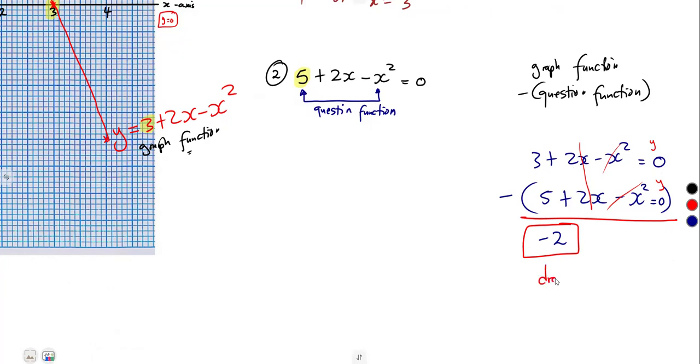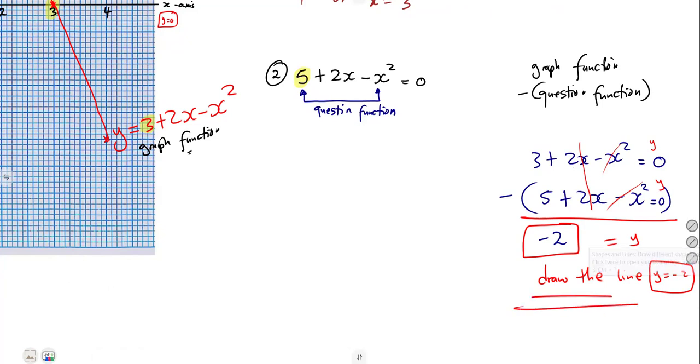So you are going to draw the line y is equal to minus 2. This is a straight line. I want you to see what's going to happen. y is equal to minus 2. The question was different from the graph, so you subtract. The difference is the one that you are going to draw.